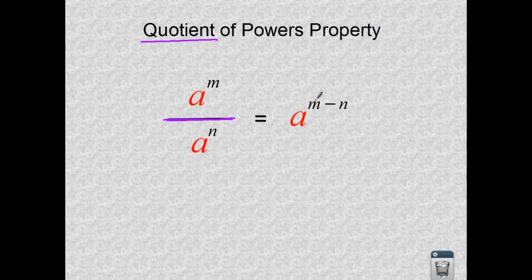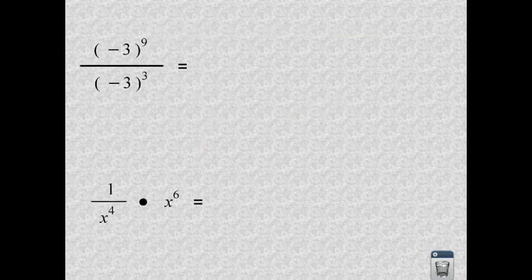So when it was a product, we were multiplying and adding our exponents. Now that it's a quotient, the opposite of multiplying is dividing. So the opposite of adding is now subtracting. Common bases.